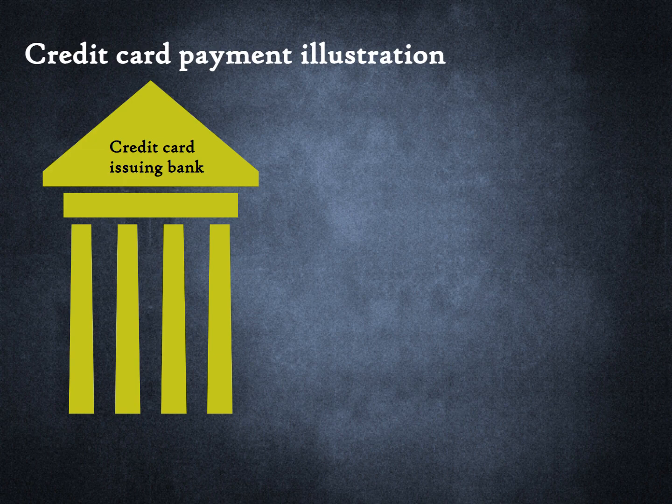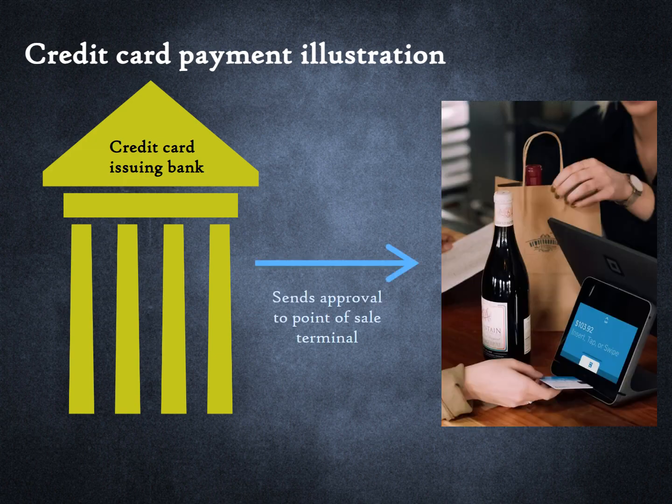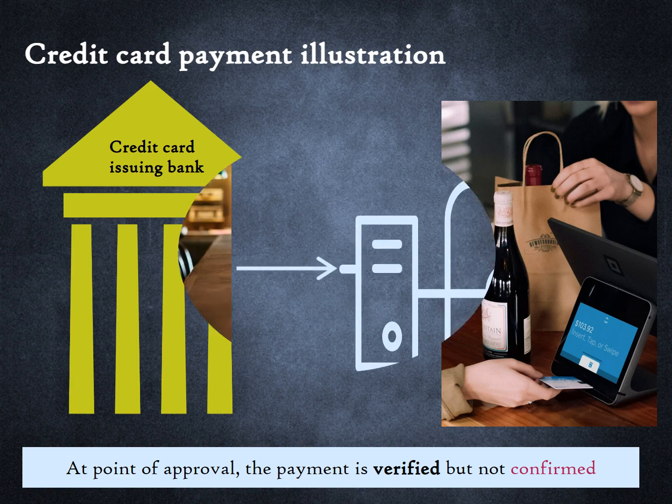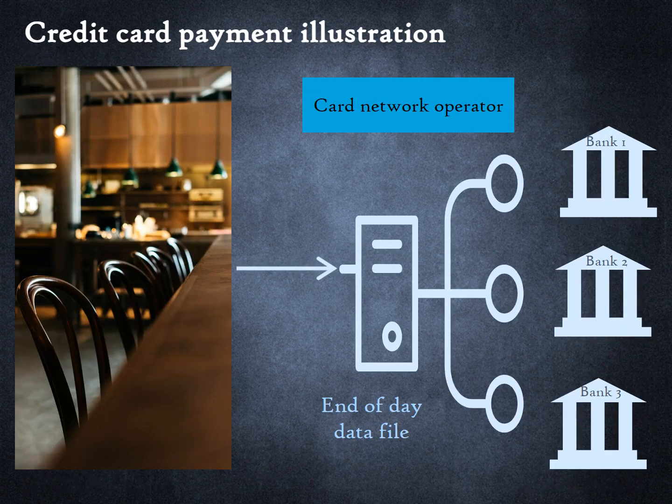When the credit card issuing bank approves the transaction, it sends an approval code to the point-of-sale terminal at the coffee shop. The whole process takes a few seconds. At this point the transaction is verified. However, it is not confirmed. If you opened your bank's app, you will see the transaction in pending status. The card company puts a hold on your account, so that your credit limit outstanding is adjusted downwards by the transaction amount. At the end of the day, the merchant submits a file that includes all transactions of the day.